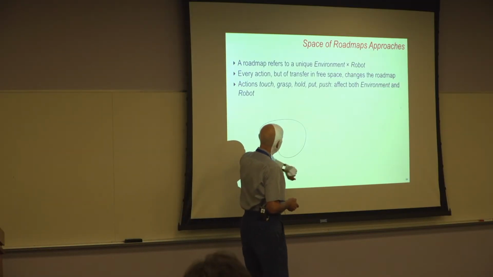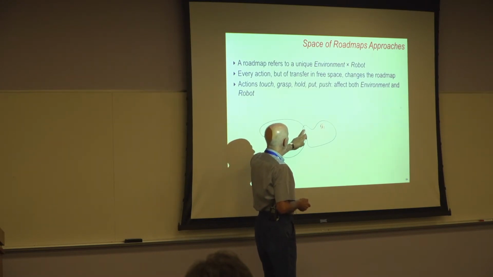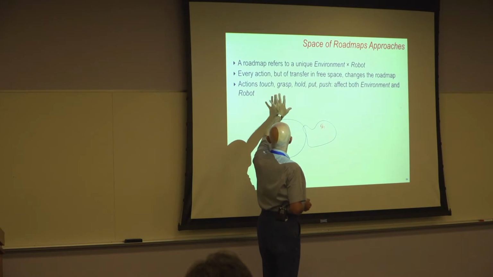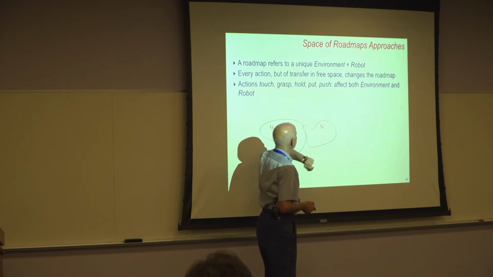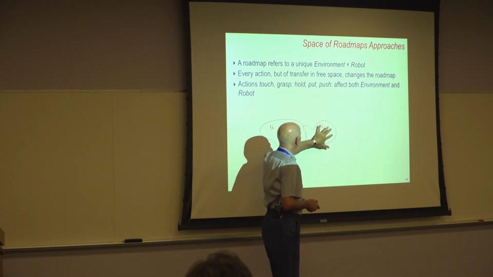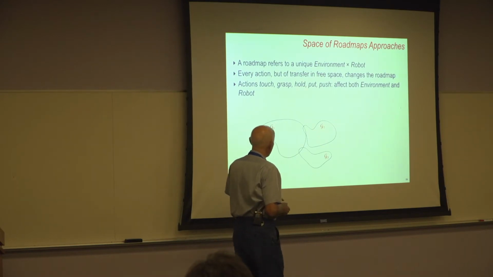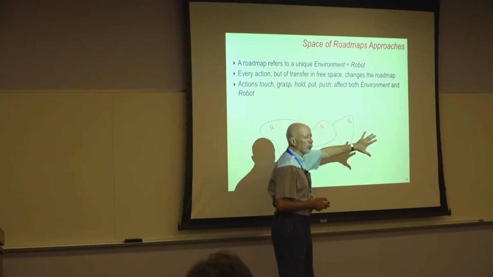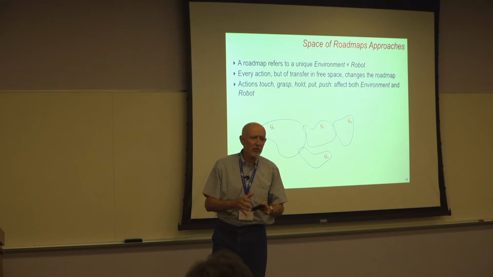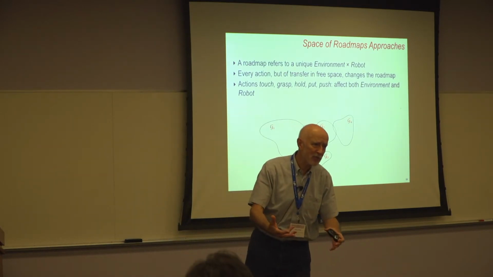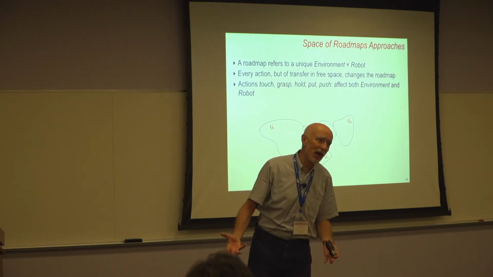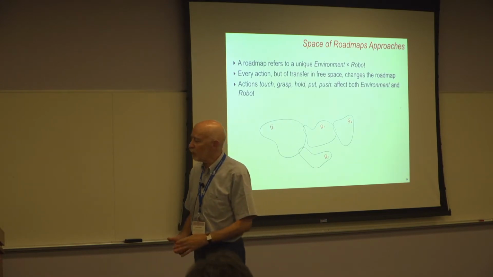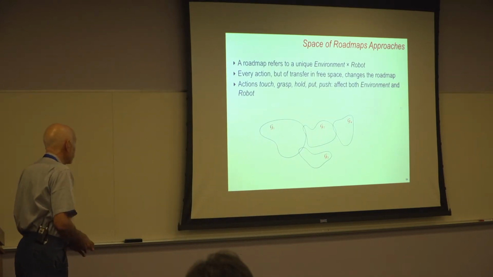I carry out some action such as transfer here, and at some position I change the environment of the robot, and I have to move to some other roadmap. And my search space moves to this other roadmap or to that other one, and so on. So I keep building collections of roadmaps that I compute while I'm doing my planning. So the space of roadmaps is basically that.